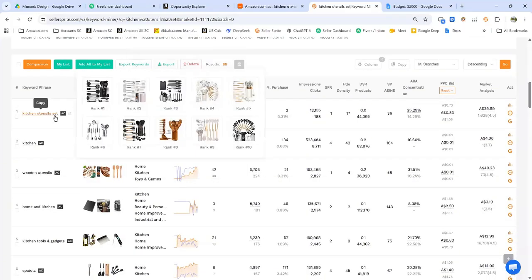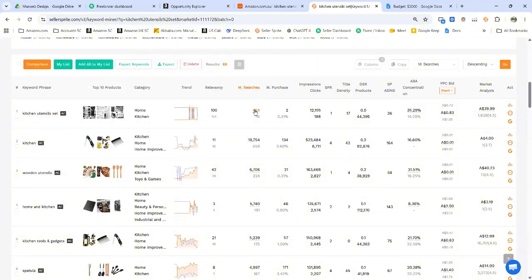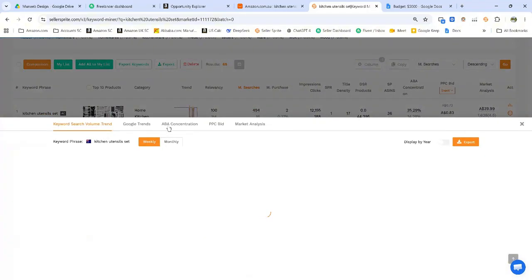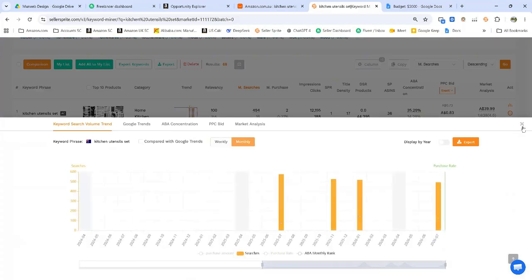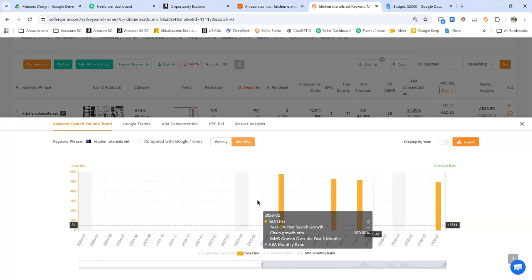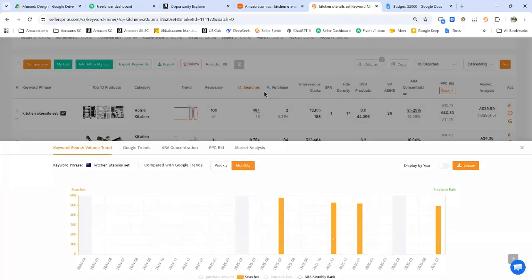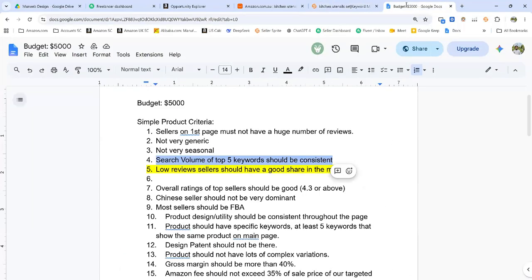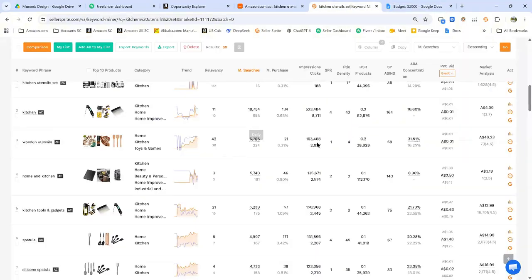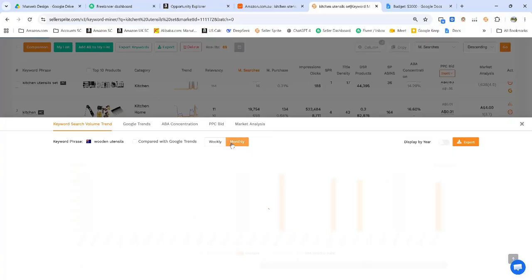This is our keyword that we searched. It's got a monthly search volume of 494. We will check the monthly history. As you can see, this keyword is not very popular. What we say here is top five keywords. Top five keywords mean the keywords with topmost search volume. So kitchen is not a relevant keyword. Wooden utensil, yes, it's relevant. So we will check the search graph for it.